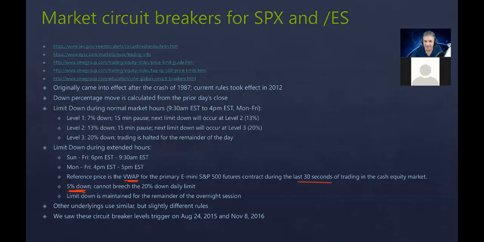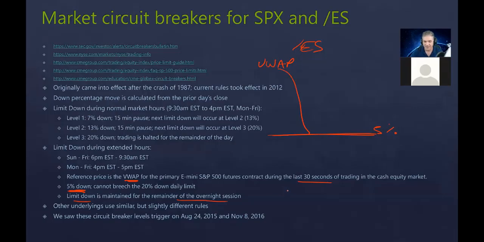And this was interesting actually during the Trump election, right? So when everyone was freaking out that, hey, Hillary's not winning, looks like Trump's got the lead. If you were following the futures that night, it was really interesting to watch because we got a huge move down, right? And we actually hit the 5% down from the prior VWAP in ES. Right? So once you've hit that, what's going to happen, as you can see here, is that the limit down is maintained for the remainder of that overnight session.